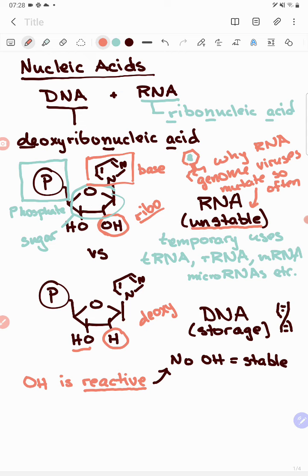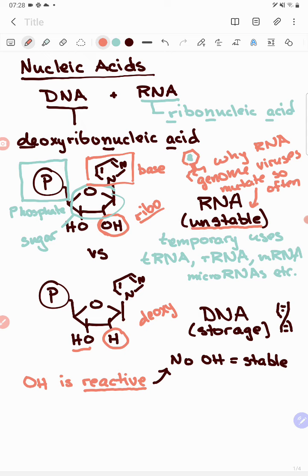Because RNA is unstable in the cell, or at least in eukaryotic cells, or in cells in general, it has temporary uses, as it can't be relied upon to still be there after a certain amount of time. So the RNAs that you see are things like tRNAs, ribosomal RNAs, messenger RNAs, microRNAs, small nuclear RNAs, a bunch of little pieces of nucleic acid information, but that are not supposed to be there forever.